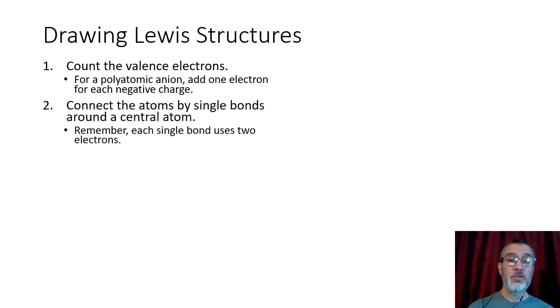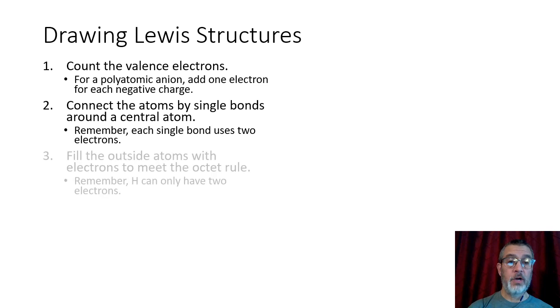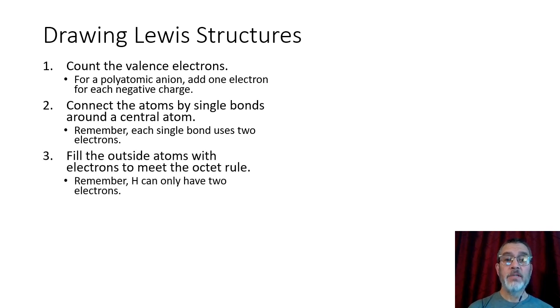The second step is we're going to connect the atoms by single bonds around a central atom. So each single bond is going to use two of those available electrons. Next, we're going to fill the outside atoms with electrons so that we can meet the octet rule. So we're going to take some of the remaining electrons and put them around the outside atoms.